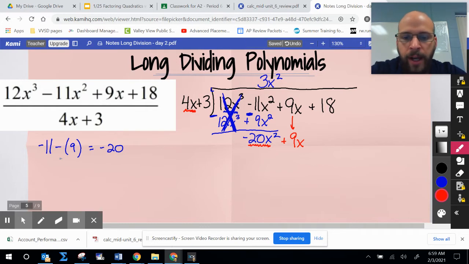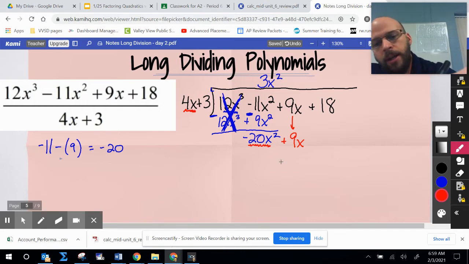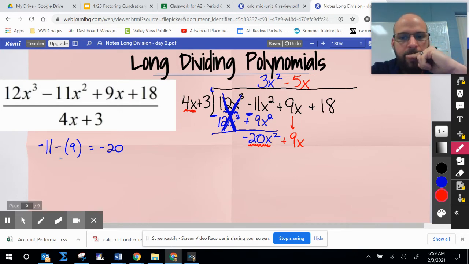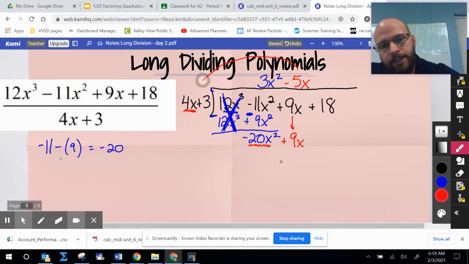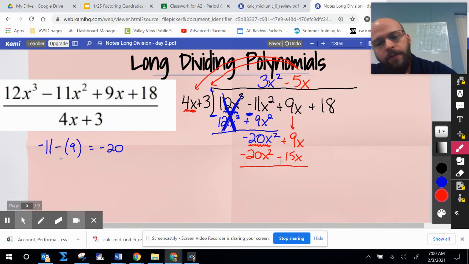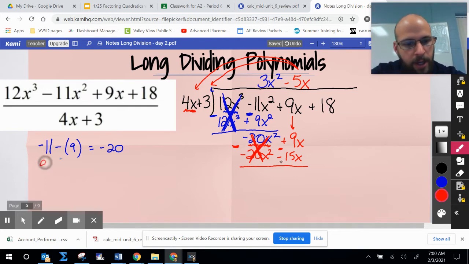So what do you have to multiply 4x by in order to get a negative 20x squared? Well, I'm going to have to multiply it by a negative 5, and it still needs one more x. So negative 5x times 4x is a negative 20x squared. Negative 5x times 3 is a negative 15x. If I subtract, negative 20 minus negative 20 cancels.